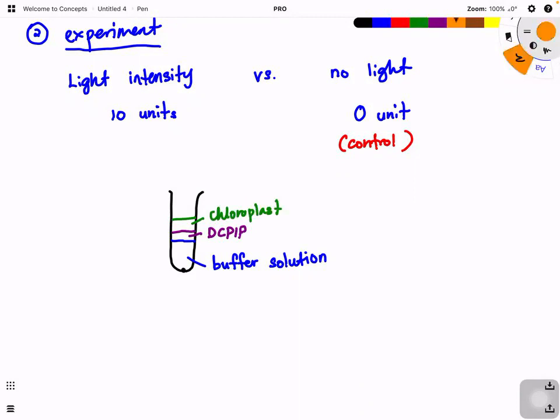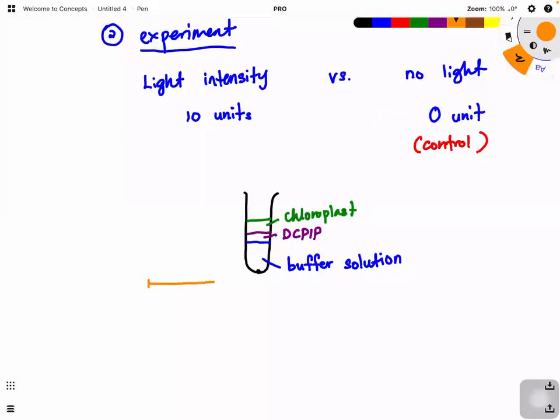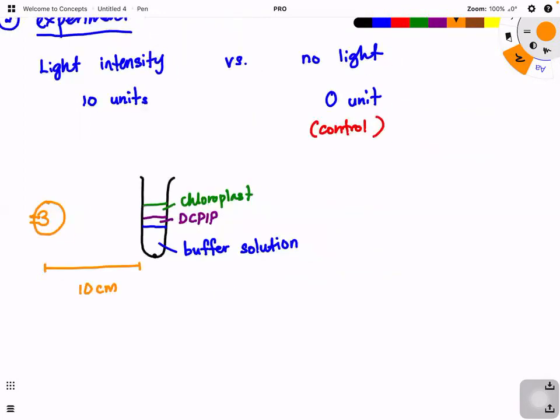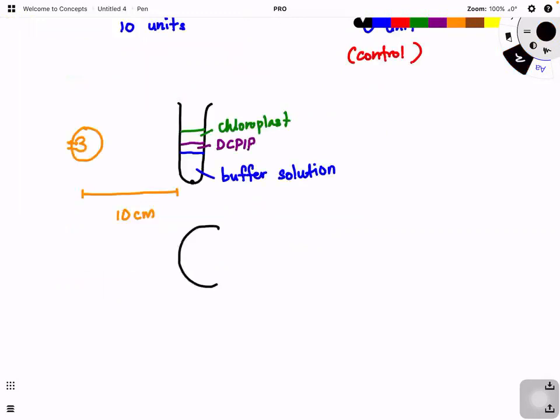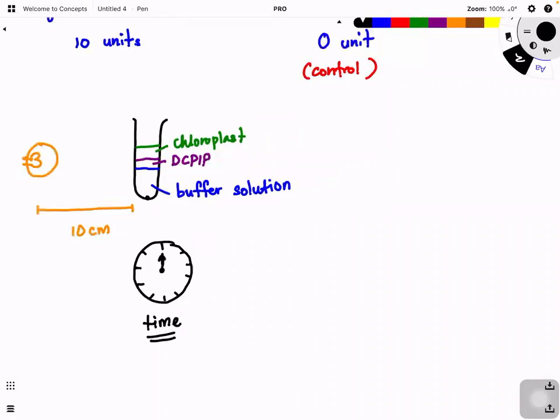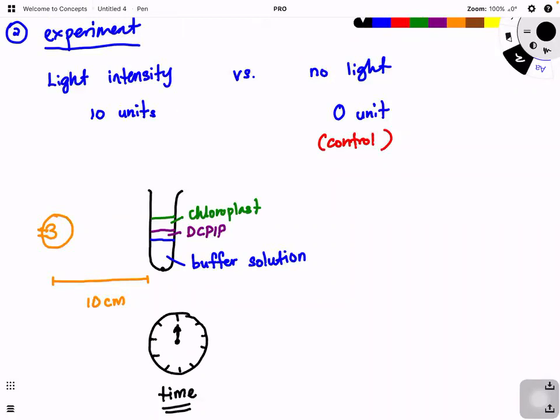Then what we're going to do is give a distance, let's say, for example, 10 centimeter. So you put your lamp here. Then we start to use our stopwatch to get the time, how fast the decoloration takes place. In this process, we place it under light, 10 centimeter.